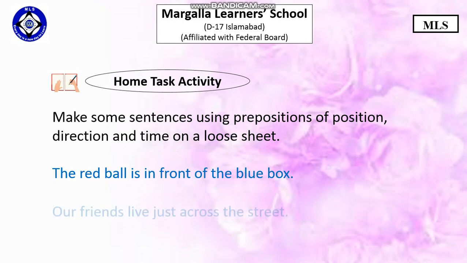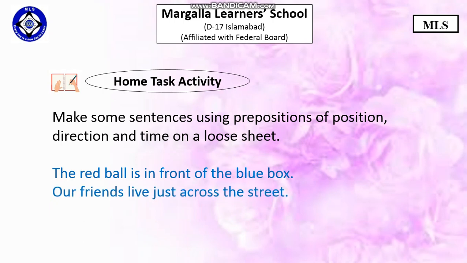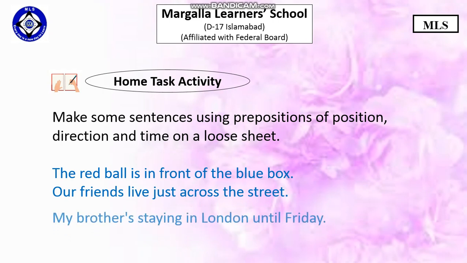Now let's come to the second example. Our friends live just across the street. Here, across is the preposition of direction, telling us in which direction the friends live, or where the friends live. Let's come to the last sentence.